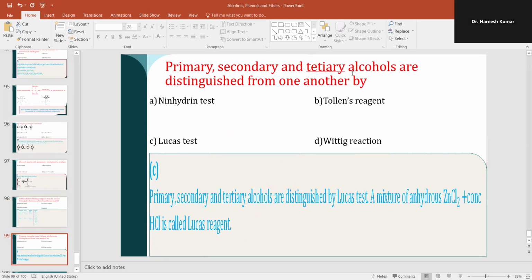So primary, secondary and tertiary alcohols are distinguished from one another by the Lucas test. Using the Lucas test, primary, secondary, tertiary alcohols are distinguished.